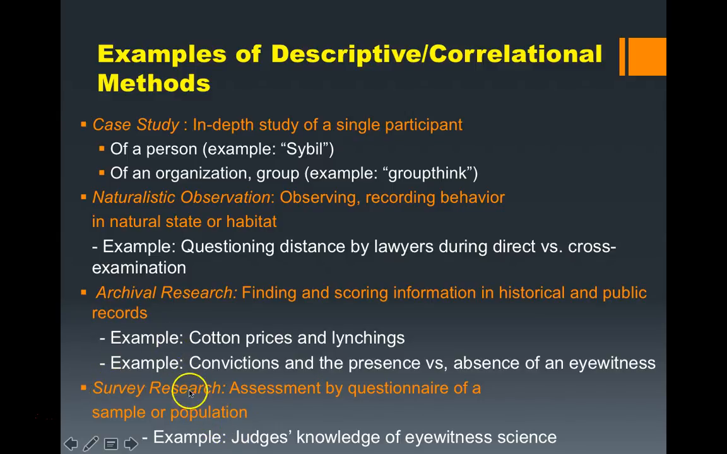So this involves a single person or a single organization. Here we're observing in the natural habitat at least a couple of variables. Here we're looking only at records, at the archives, and here we're sending out and taking usually written or spoken kinds of rating scale responses from people. So we've got these methods of doing the research.